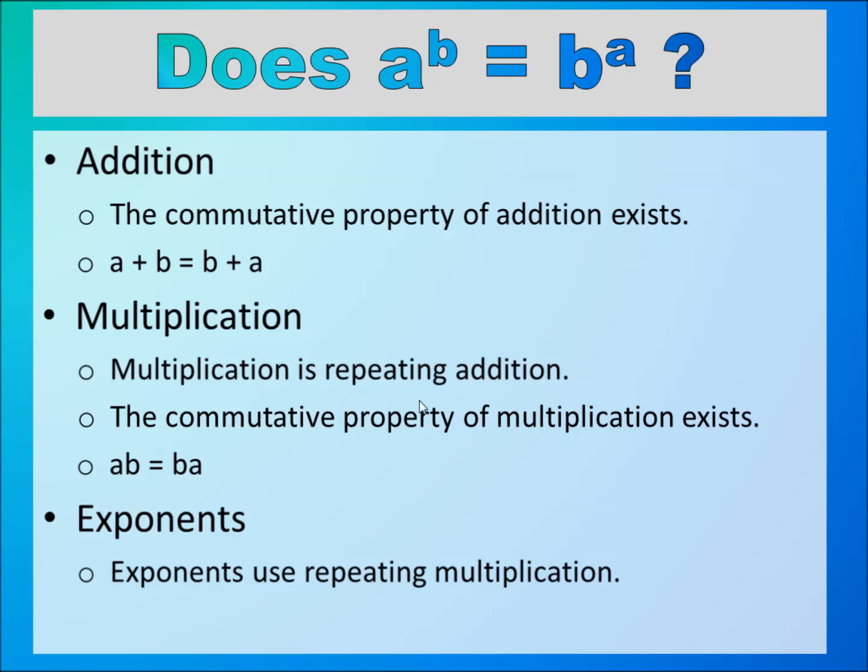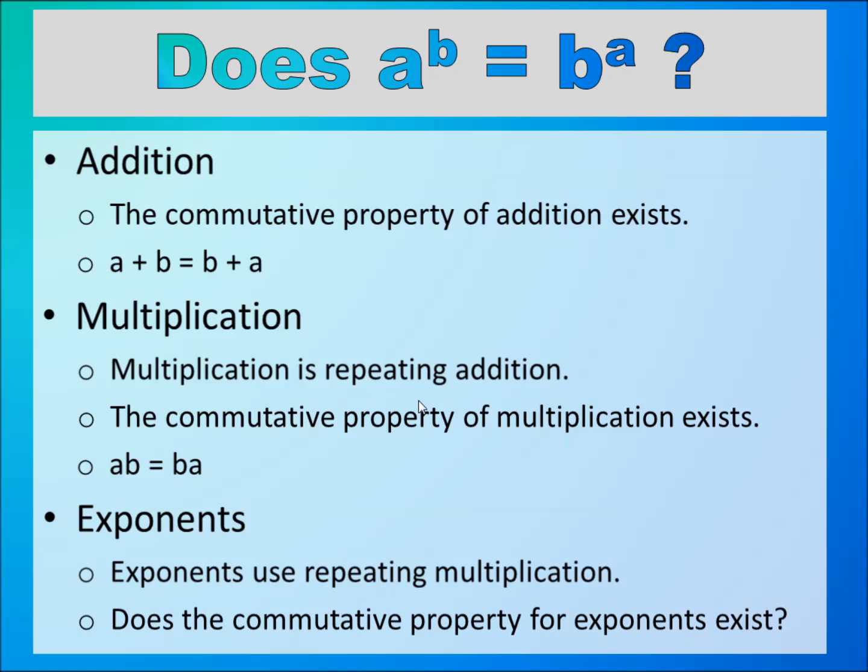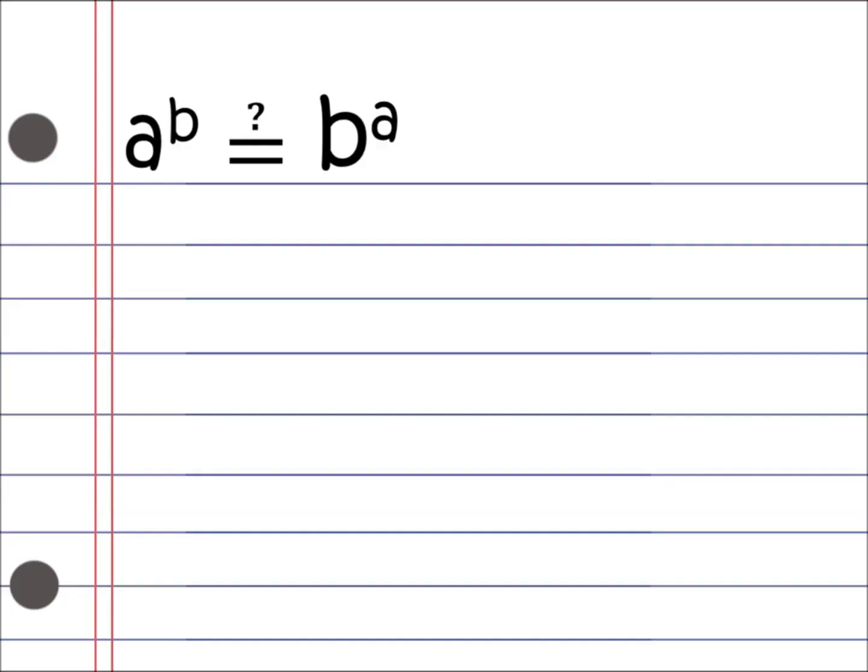One might ask, does the commutative property for exponents exist? That is, does a to the b equal b to the a? In this equation, you may notice the funny symbol, the equal sign with the question mark on top. I'm using this symbol to show I'm asking if a to the b is equal to b to the a. Does it? That's why the question mark is above the equal sign.